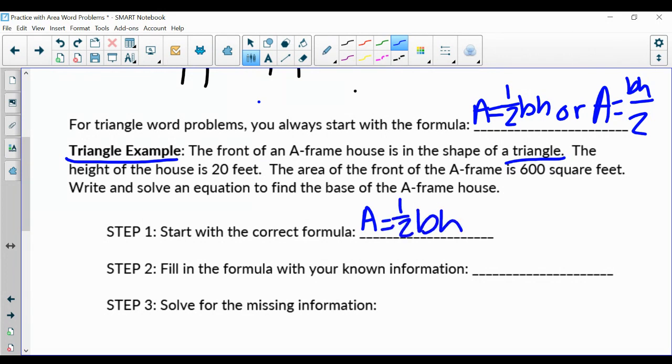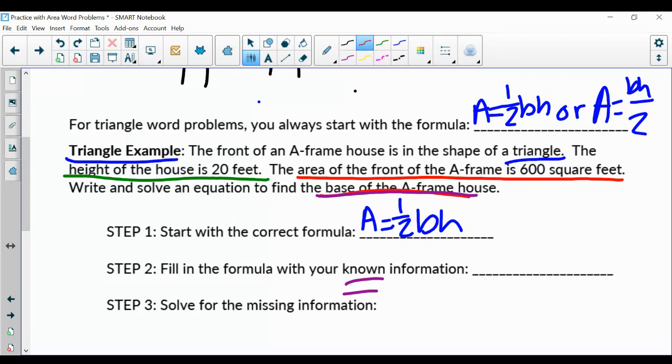Okay, the height of the house is 20 feet. So my height is 20. The area is 600 square feet, and I am looking for the base. Okay, I'm going to look for the base. All right, so again, fill in the formula with your known information. What do we know? Do we know our area? Well, yes, we do know our area. So we're going to fill in 600 in the place of A.